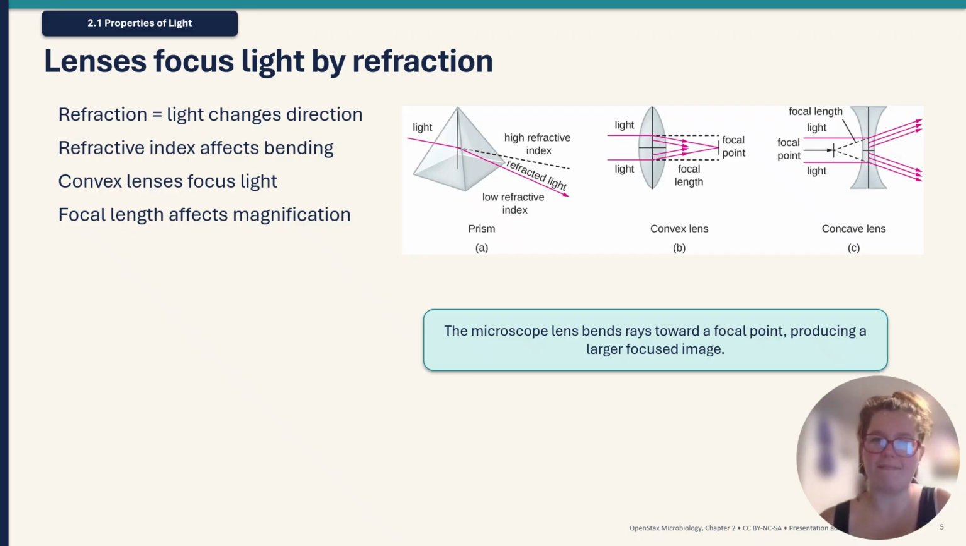Notice how the convex lens here, what it does, it bends the light to a focal point right there. And that's what a microscope does. It bends that light to pinpoint a certain point. So it allows it to focus more.